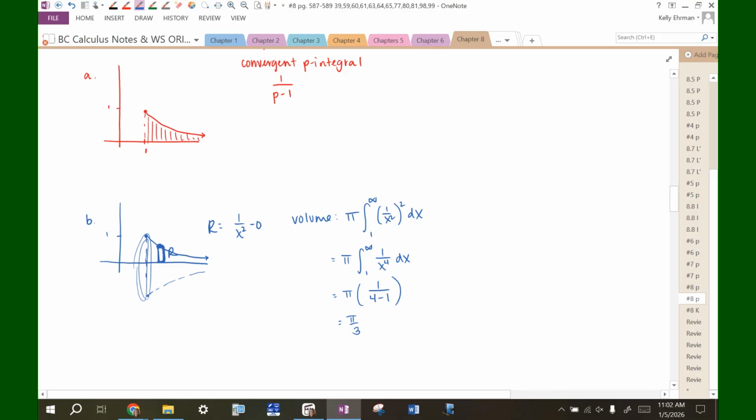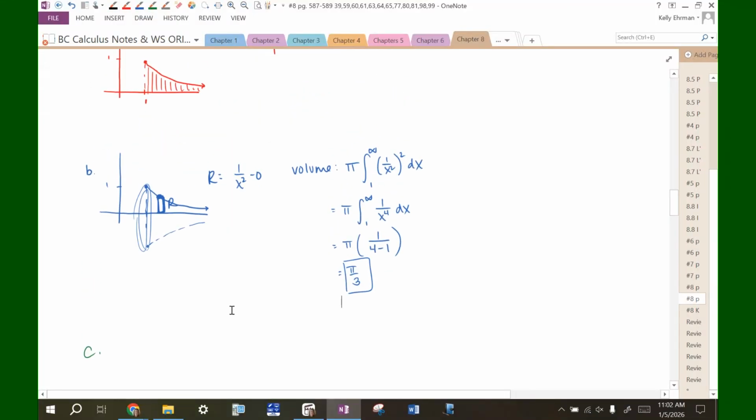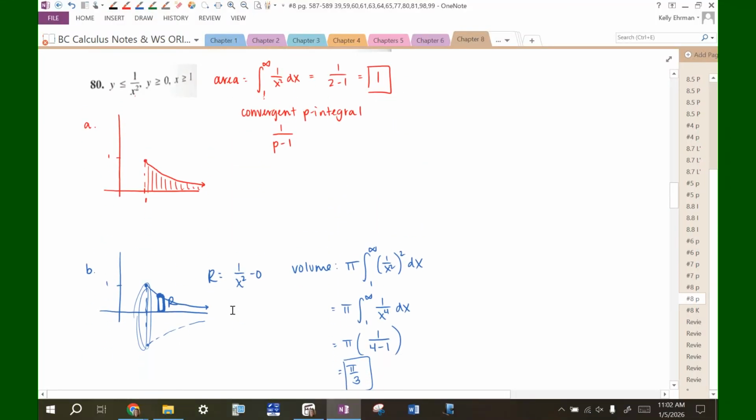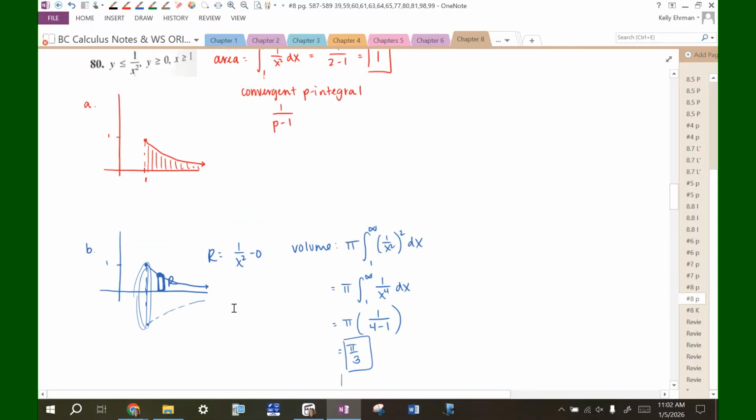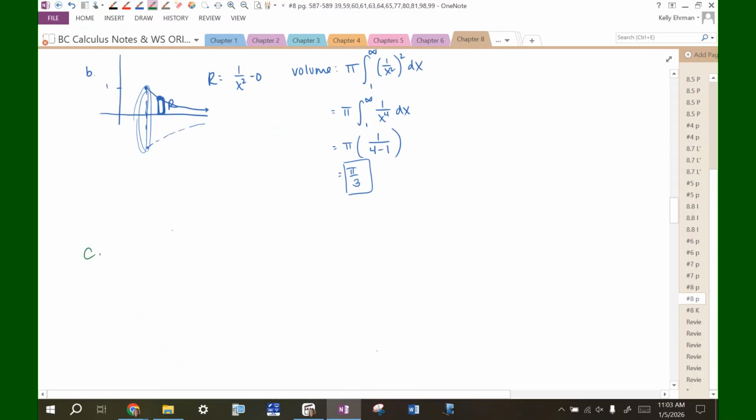All right, so there's that. Let's see. Part C. I know I didn't officially assign part C, but we might as well practice it. Now revolve around the y-axis. So still the same region here, but we're going this way. If I reflect across this axis, I have a sideways region.